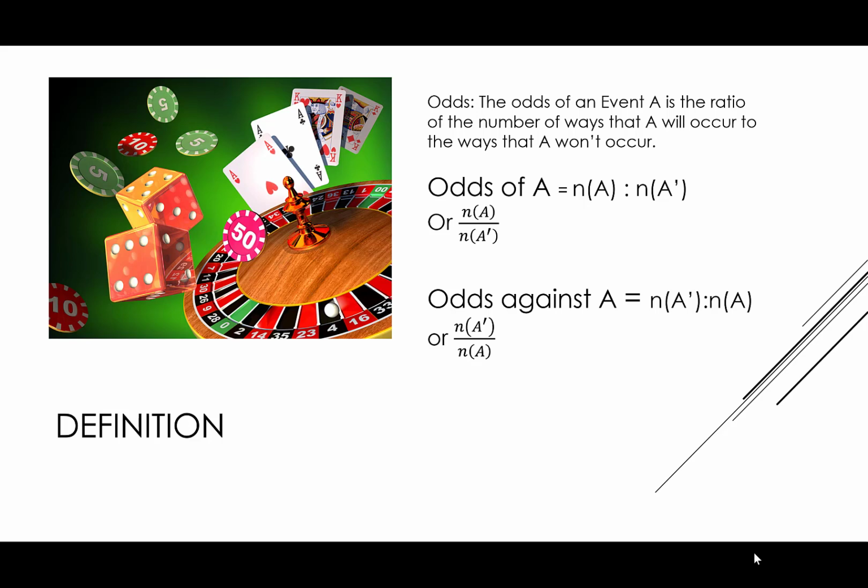So it's important that the word odds is there so that you have that relationship about what's going on. If we wanted to do the odds against A, we're just going to flip that around, and so we say n of A complement colon n of A, or n of A complement over n of A. So just a little bit of difference between the two.